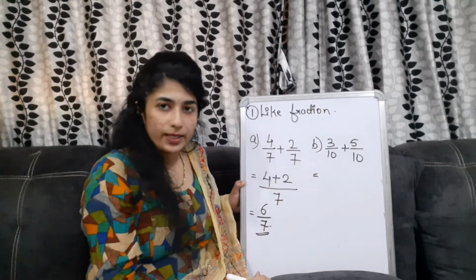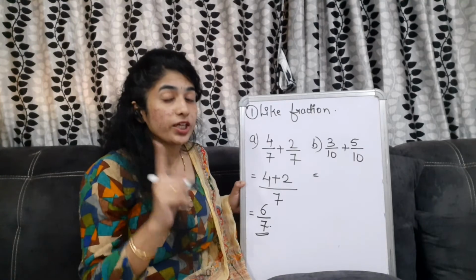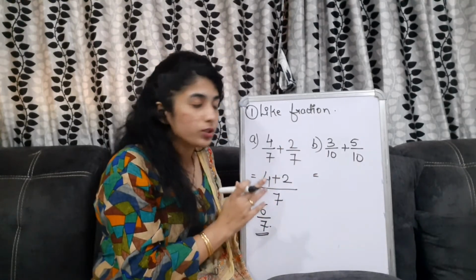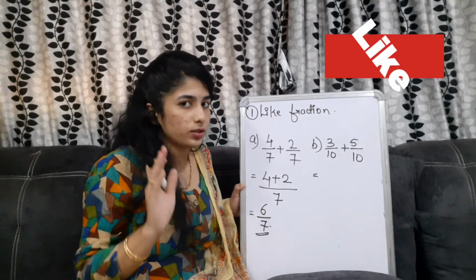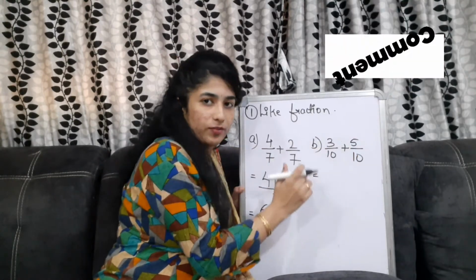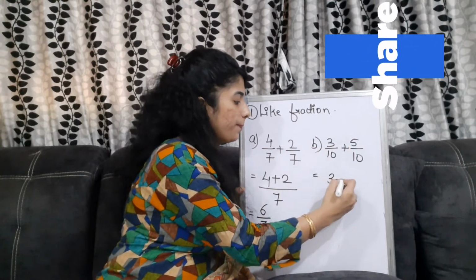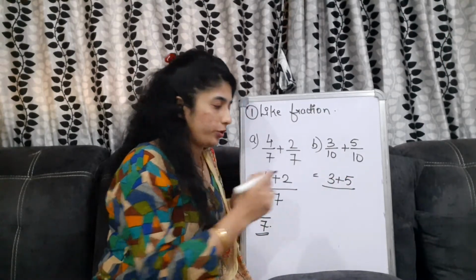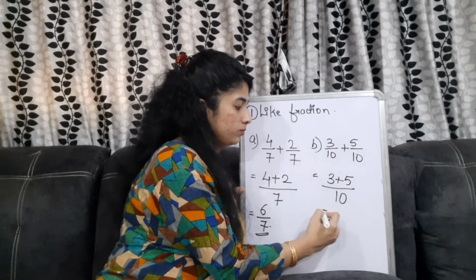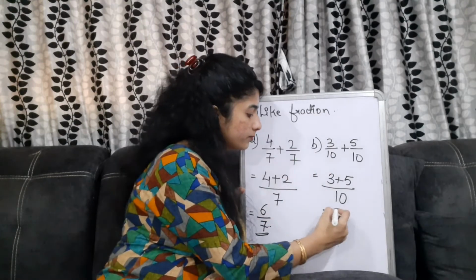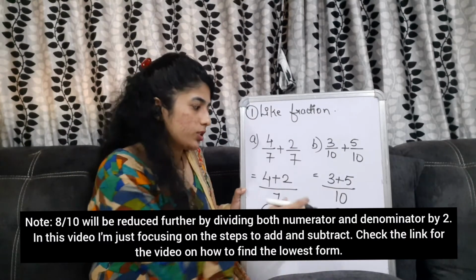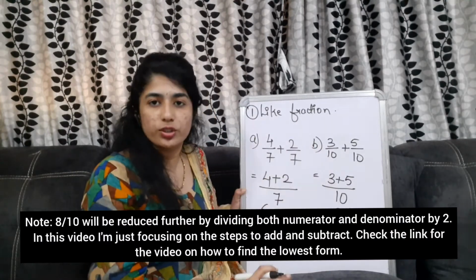3 upon 10 plus 5 upon 10. First step, check the denominators. 10 and 10. That means this is a like fraction. So you will simply go and add the numerators. So 3 and 5 are the numerators. 3 plus 5 whole upon, only one time you are going to write 10. So what is 3 plus 5? 8 upon 10. So this is the answer for this question.